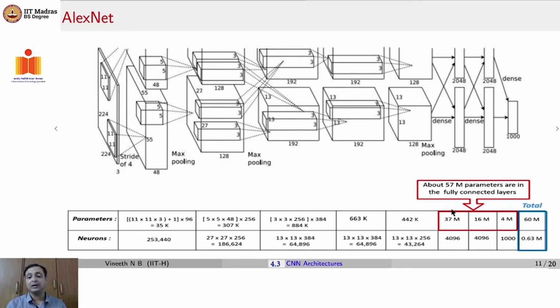you go to the fully connected layers, where the number of parameters simply takes off and goes to the order of millions. So of the total 60 million parameters, about 57 million parameters are located only in the fully connected region. And that should again go back and explain to you how efficient the convolutional and pooling layers are in terms of number of parameters. And the number of neurons comes to totally about 0.63 million.